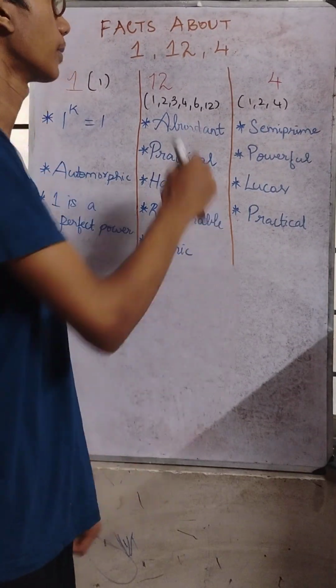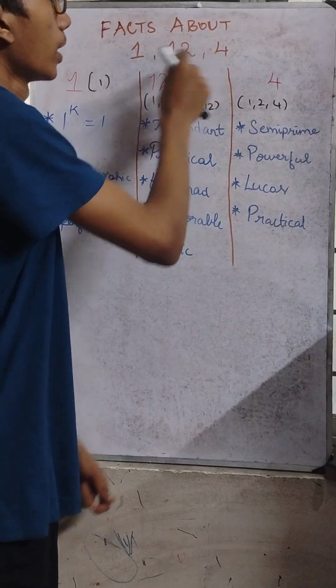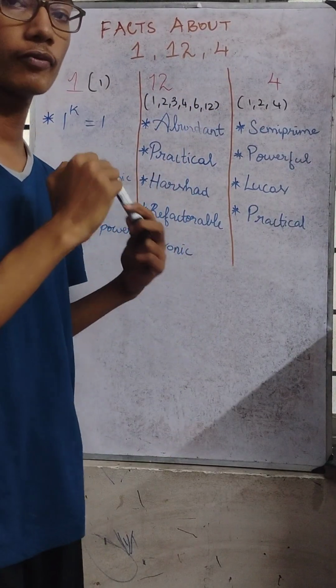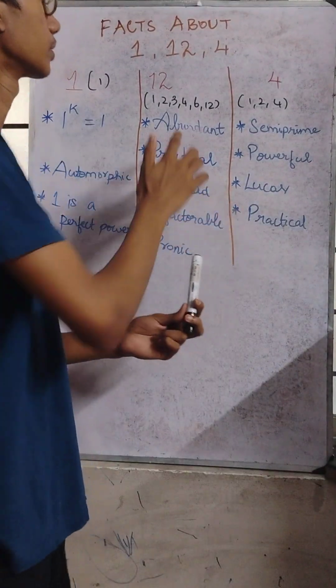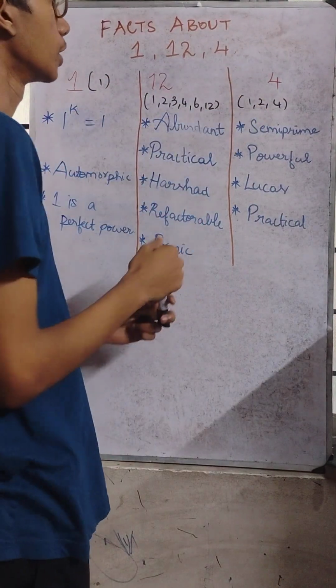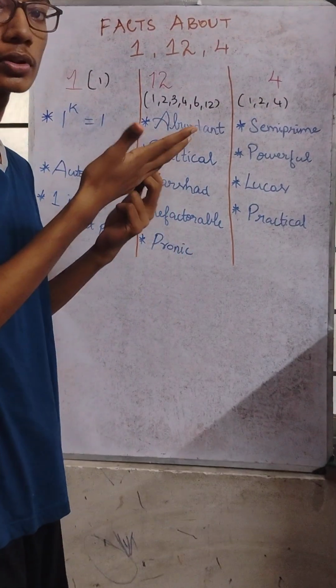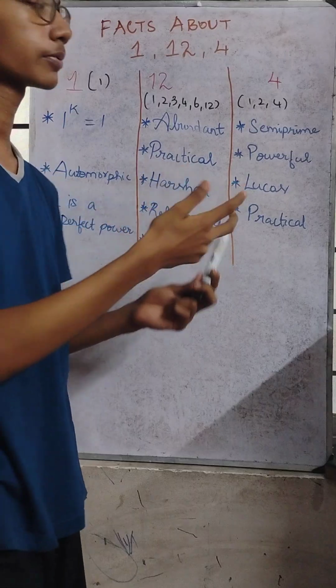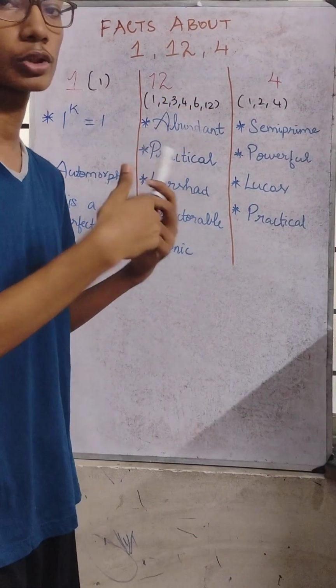In this video, we'll see facts about 1, 12 and 4. We'll see every kind of number, that is 1, that is 12, that is 4. So what are the types that 1 fits in and what are the types that 12 fits in? Those are the things we'll see today.